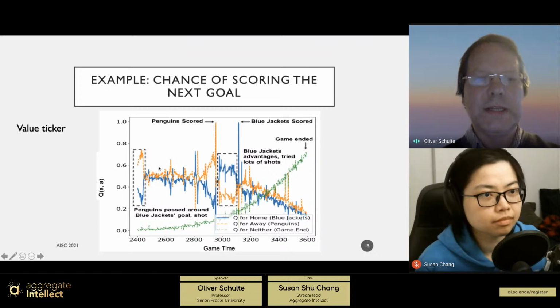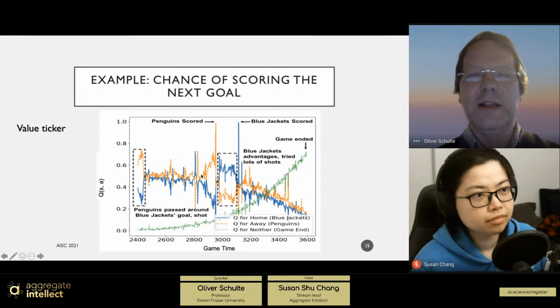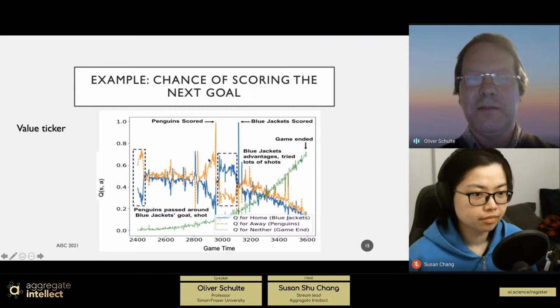Then the game goes sort of back and forth. The Penguins get the puck, they go on the offensive. Blue Jackets defend, another attack. And now around here, around 2900 seconds, the model starts getting excited because the Penguins are really doing well in their offense, and their goal scoring chance goes up and up and up, and then they score.